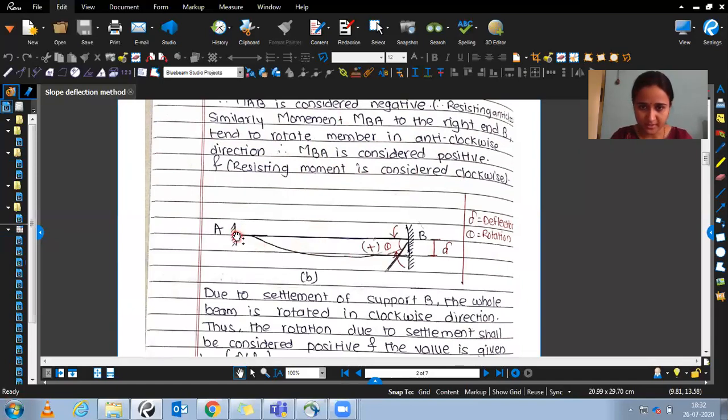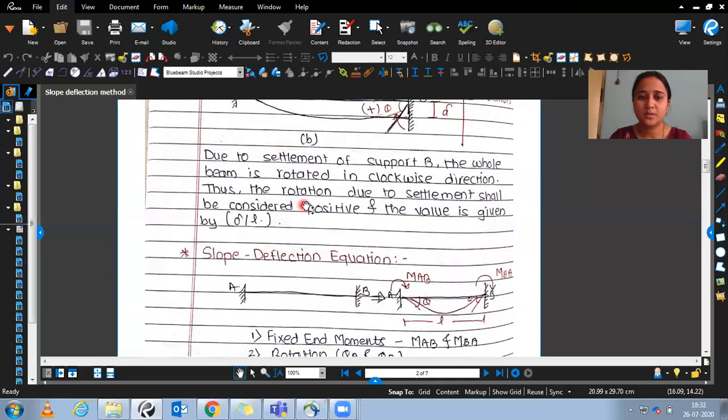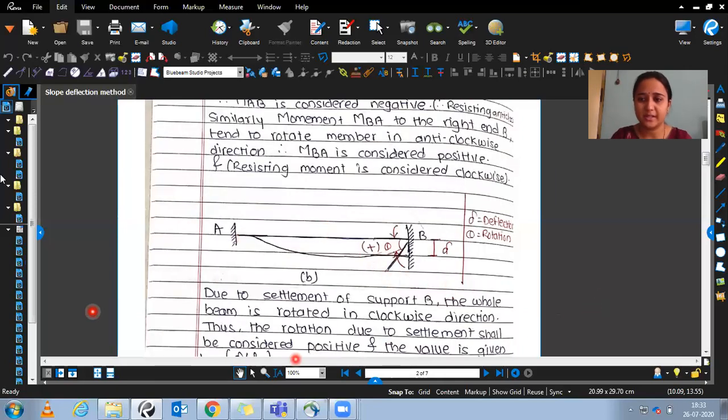Next, I'm trying to show settlement of support here. See, this is the settlement of support at B. Theta is the rotation and delta is the deflection. We consider this delta amount, a particular mm or cm, as the deflection or settlement of the beam. With the settlement at support B, the whole beam is rotated in clockwise direction.